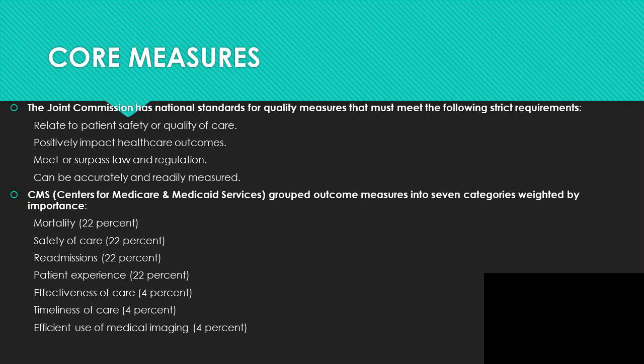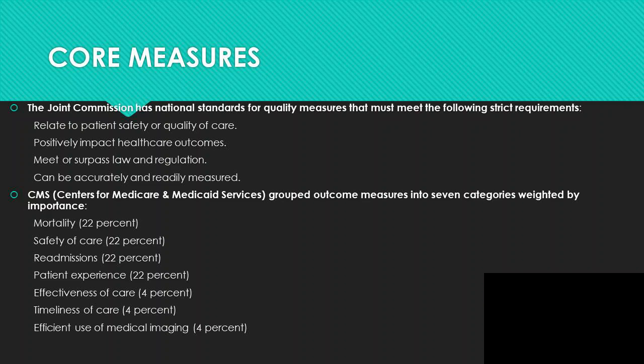And so the first 4 are considered the most important: mortality, safety of care, readmissions, and patient experience, which we all know. We know that safety is always considered huge. Within that comes falls and the hospital-acquired infections and wounds. Anything that can happen within the inpatient care facility would fall under safety of care.